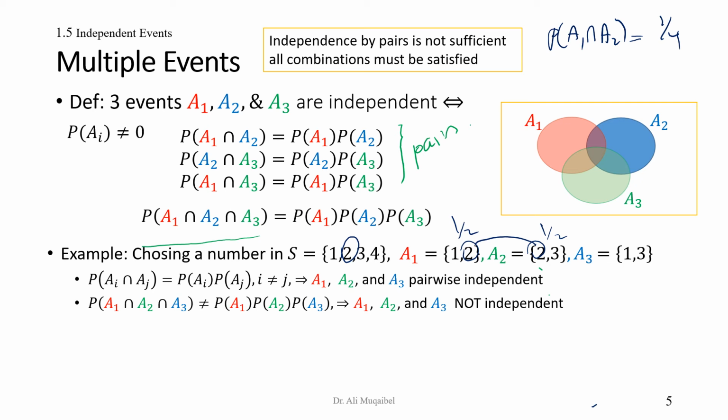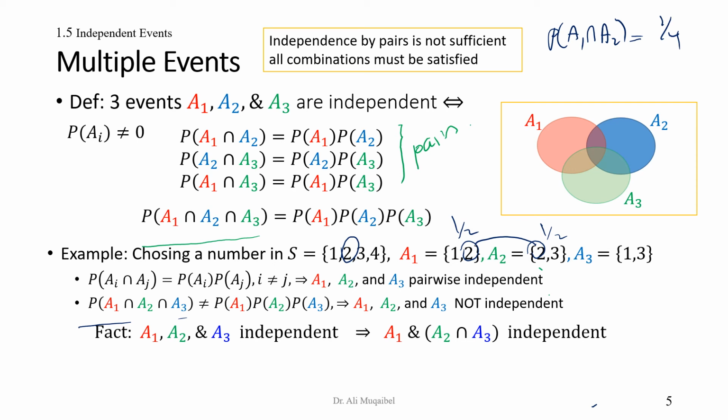But if you look at the joint, what's the probability that our number falls in all of them? A1, A2, and A3. You can see that it's clearly 0, but it does not equal the multiplication of the individual probabilities, because 0 does not equal 1/2 times 1/2 times 1/2, which is 1 over 8. They are not equal. So because the intersection of all does not hold, we call A1, A2, and A3 not independent, or if you like, dependent. Okay, don't get confused, because we are negating or taking the negative of a negative, which becomes positive.